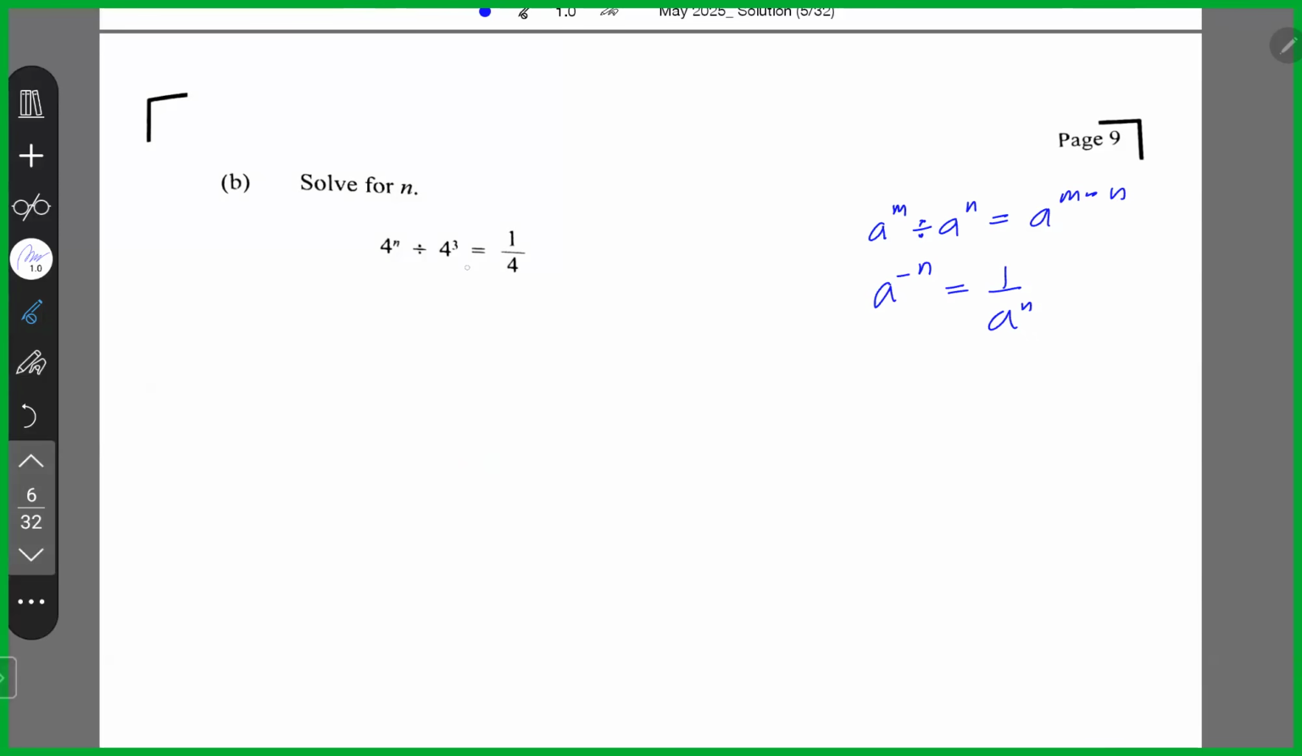Now, 4 to the n divided by 4 to the third would be 4 to the n minus 3. And 1 over 4 is the same as saying 4 to the minus 1 power. Now, in a situation like this, if the bases are the same on both sides, the powers are equal. So n minus 3 would be equal to minus 1. And so n would be minus 1 plus 3. n would be equal to positive 2.